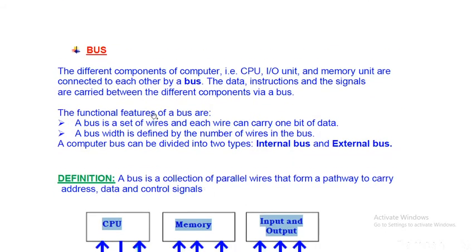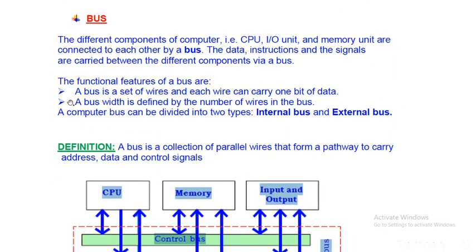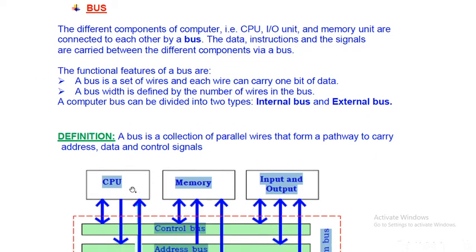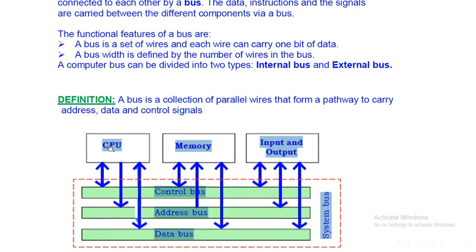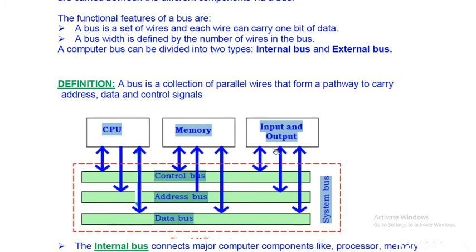Okay. Finally, we are moving into bus. Bus means the electronic bus. The different components of a computer, CPU, input output unit, and memory unit, are connected to each other by bus. The CPU is connected to the control bus, address bus, and data bus. Memory also has control bus, address bus, and data bus. Input output devices are also connected with control bus, address bus, and data bus.